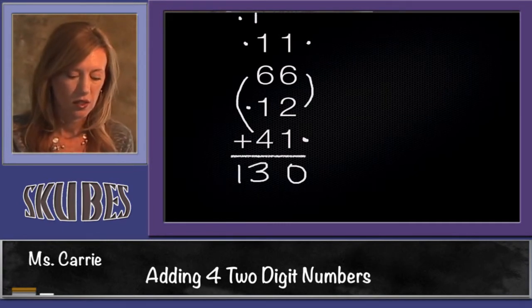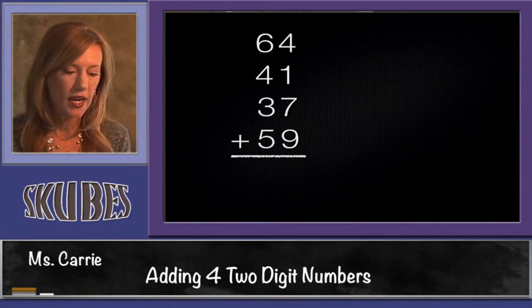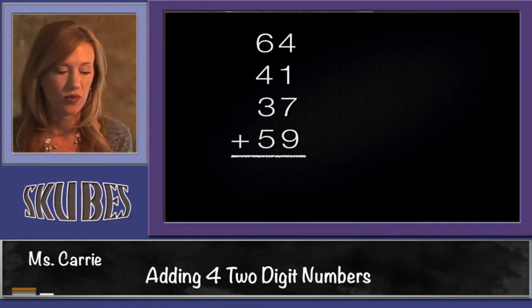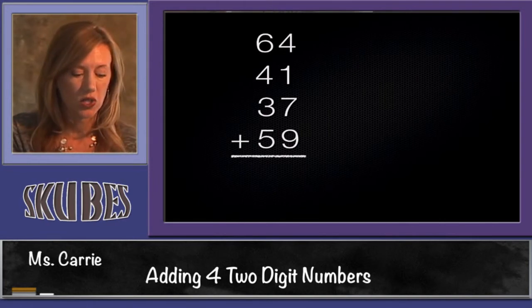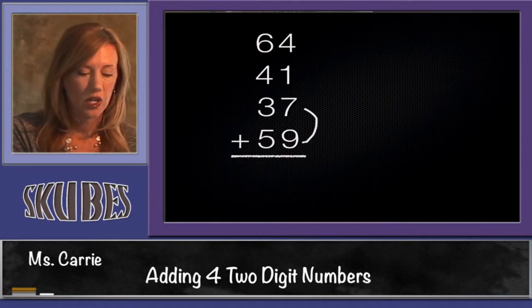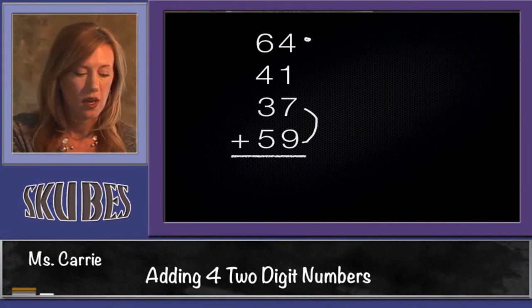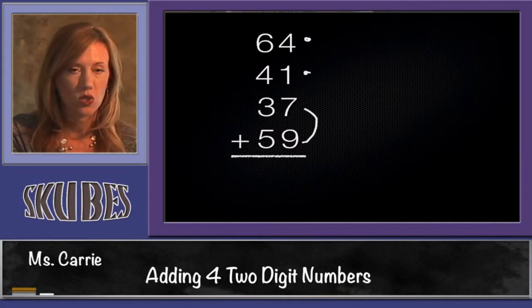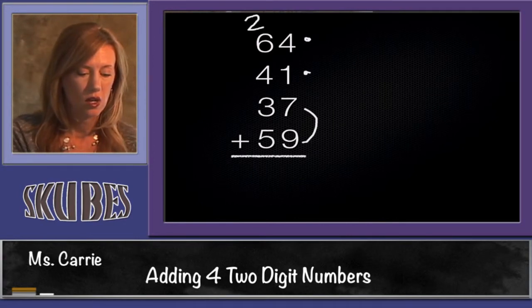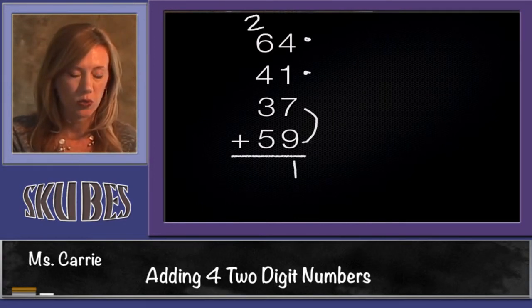In this problem, we're adding 64 plus 41 plus 37 plus 59. I'm going to start with my two bigger numbers. I know that 9 plus 7 is 16. Now I'm going to go up here and add 4 more, which makes 20. And add this 1 more, which makes 21. So our two tens go here, and our 1 stays under the ones place.